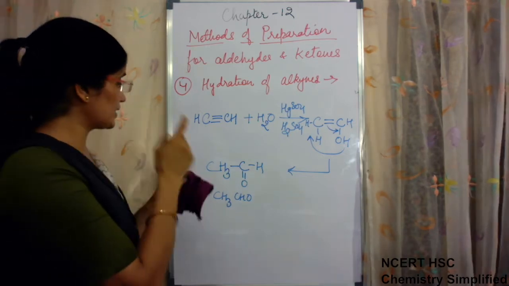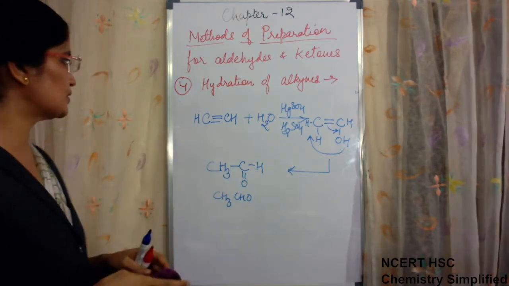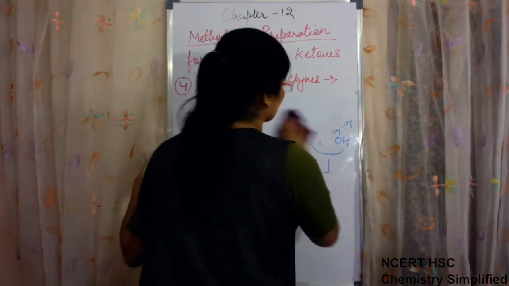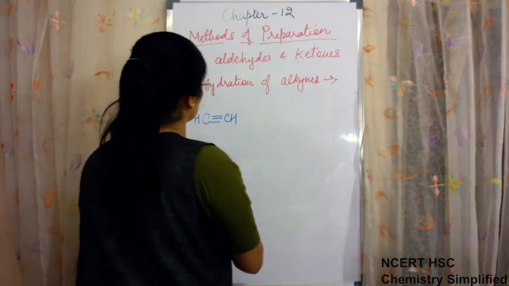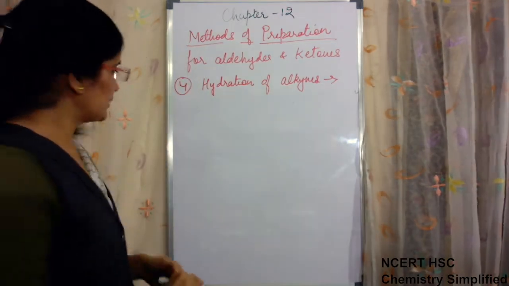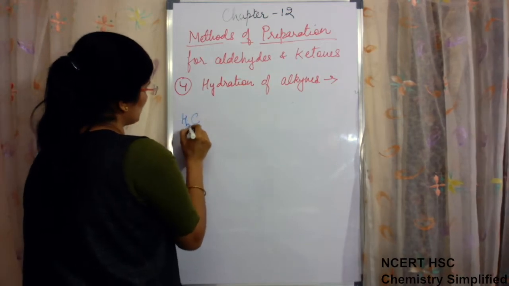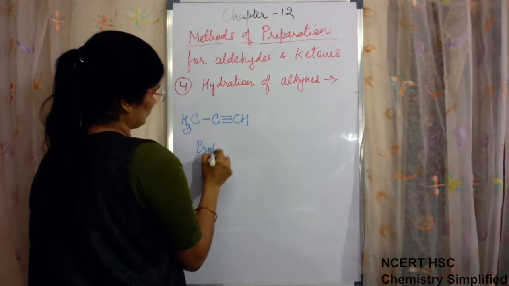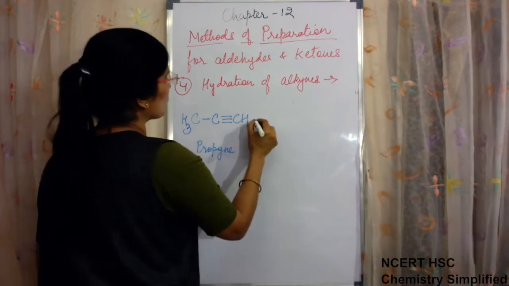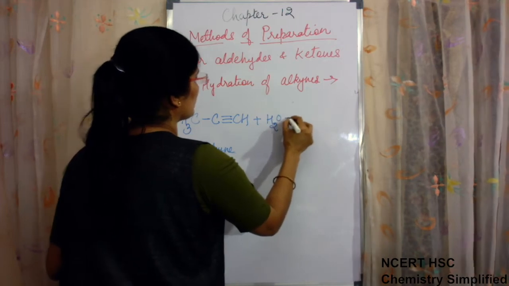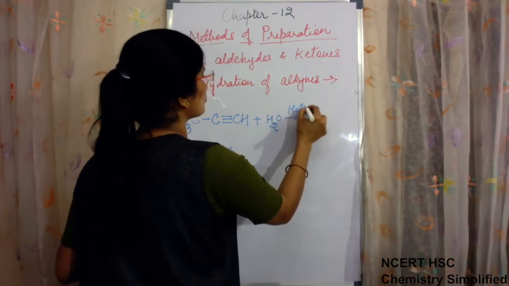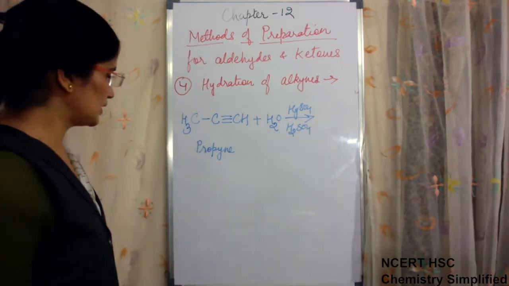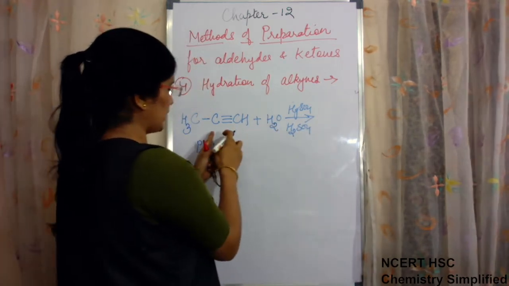acetaldehyde. Now if any other aldehyde or ketone is to be obtained, then we need to change the starting materials. So let us start the reaction again, taking propyne instead of ethyne. Now we will take propyne. CH3 single bond C triple bond CH is propyne. Okay. When it is hydrated in presence of HgSO4 and H2SO4, in the first step, a water molecule will be added.